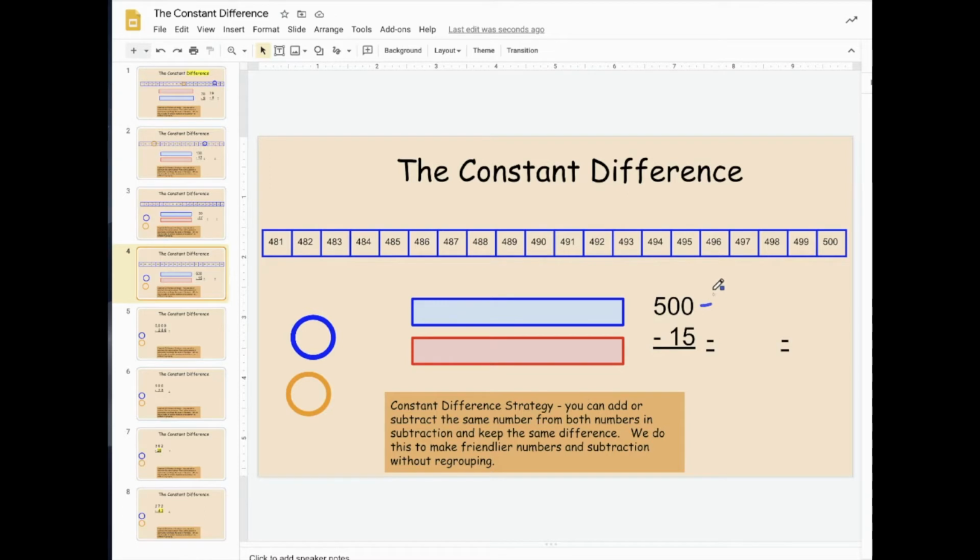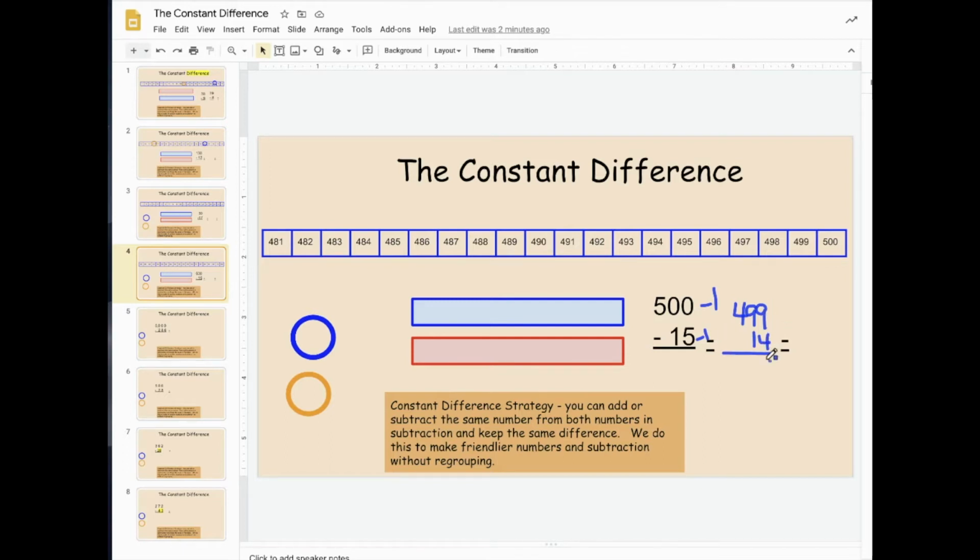So if I take 1 away from 500, what number is that? 499. 1 from 15 would make this 14. 499 minus 14.